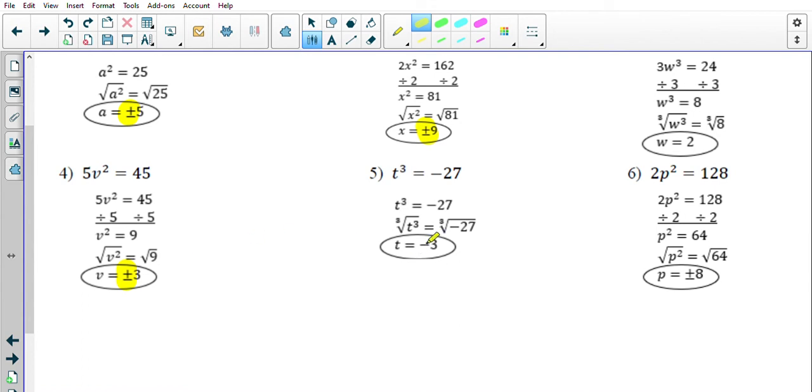Number 5, t cubed equals negative 27. So for this one, I'm going to take the cube root of both sides. The cube root of negative 27 is going to get us negative 3. Again, just be careful here. It's not 2 solutions, only 1, and that solution happens to be negative.